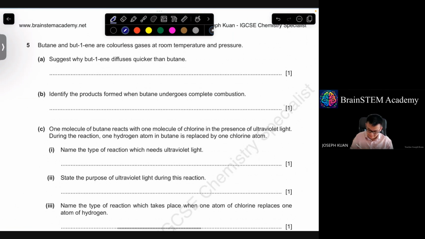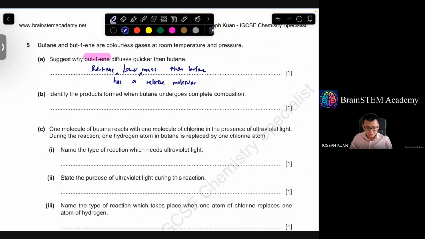So because it has a lower mass, but-1-ene has a lower relative mass than butane. If you want to be more precise, it's a lower relative molecular mass.